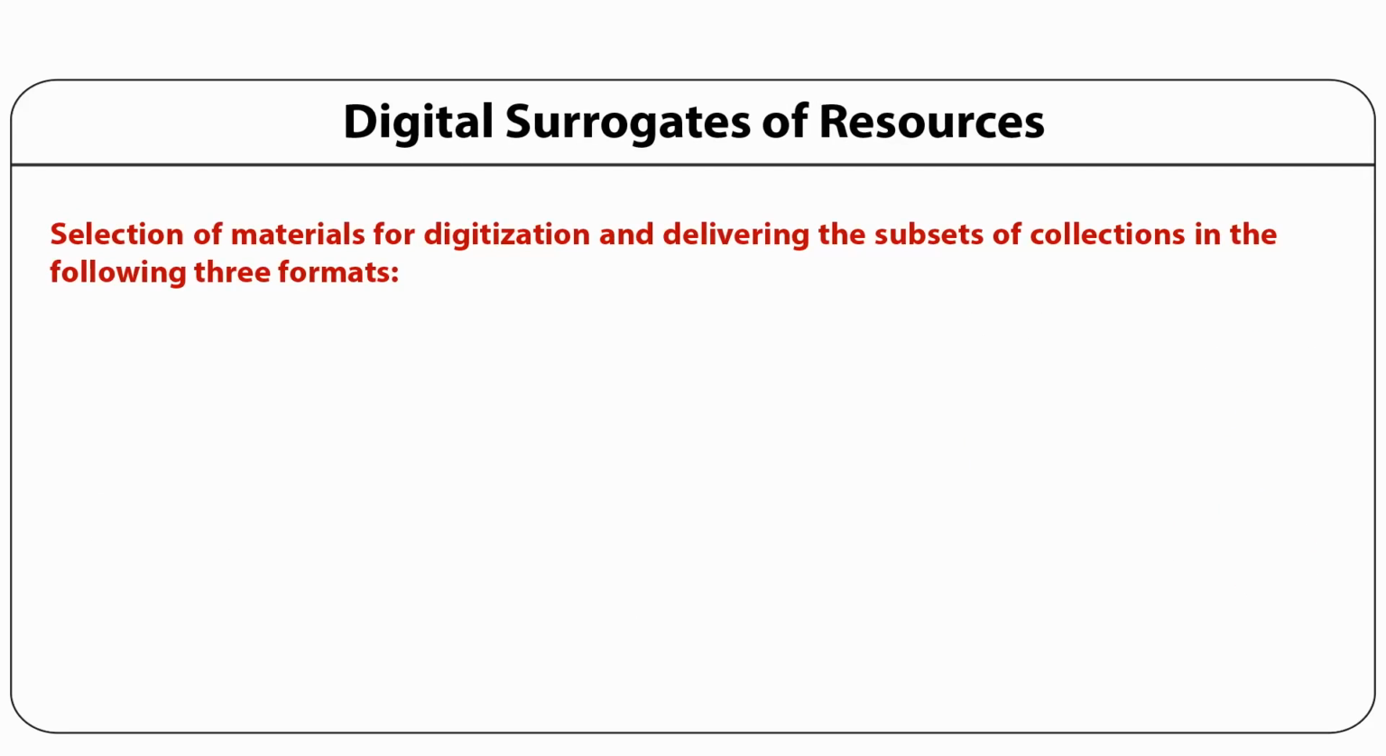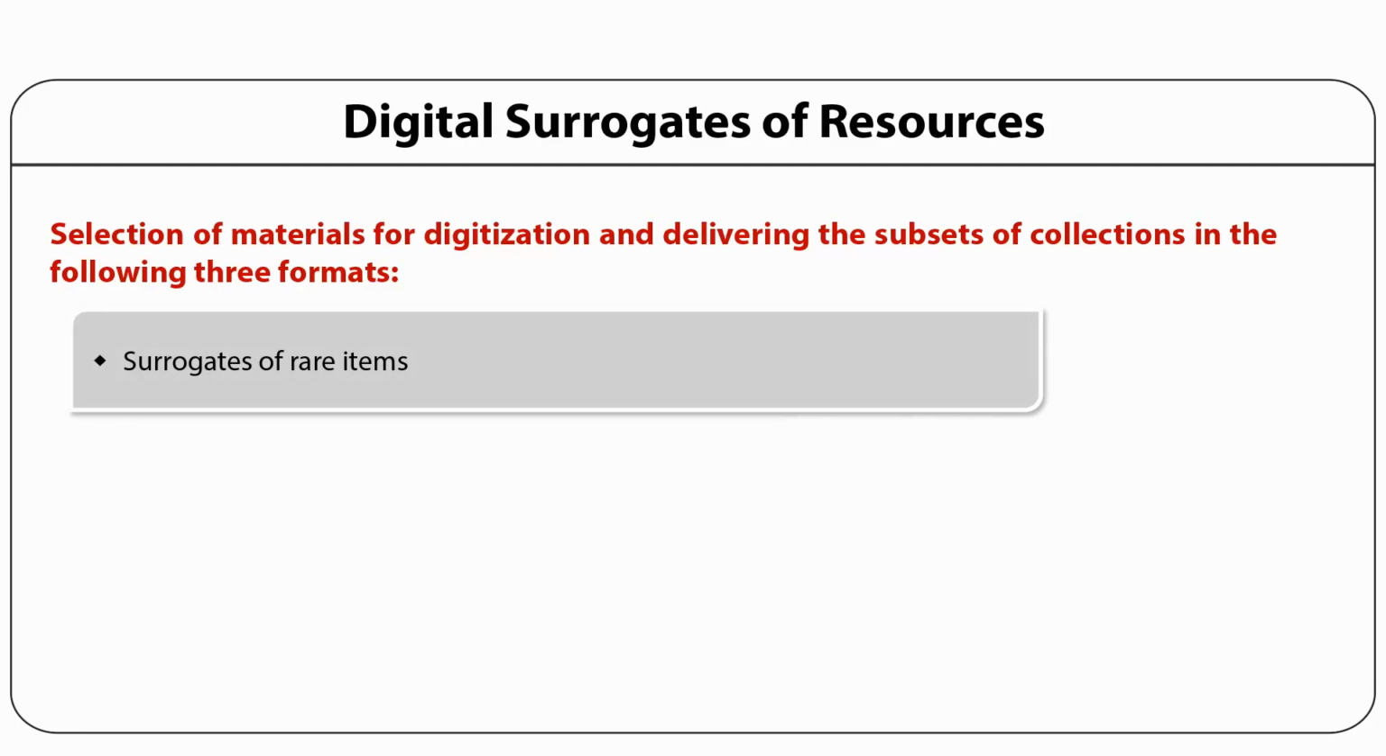Next is digital surrogates of resources and metadata. Digital surrogates are considered a utility for aiding in the preservation and increased access of certain artifacts. It is theoretically possible to digitize all existing collections available in the library. In terms of scale of operation, copyright and value are the three factors that call for selection of materials for digitization and delivering subsets of collections in the following three formats. So surrogates of rare items, for example, manuscripts.